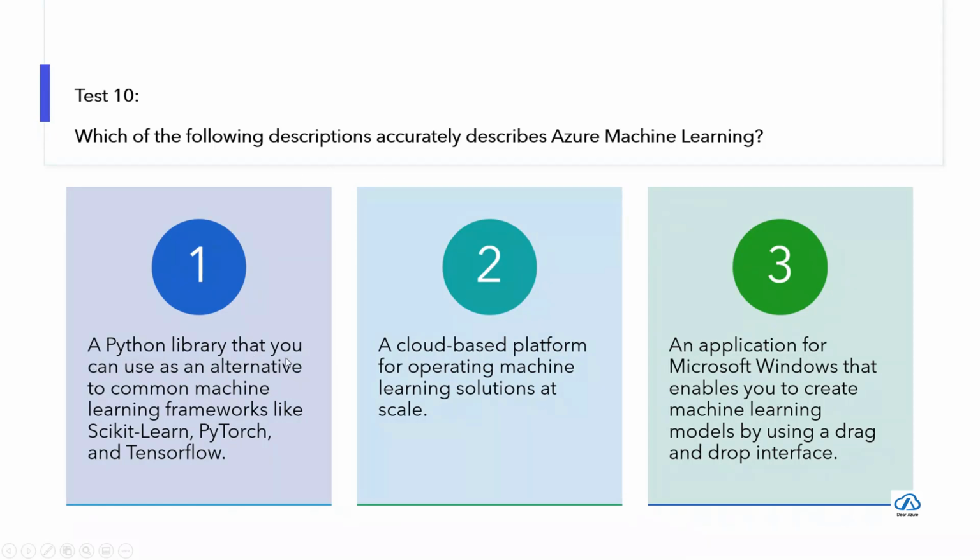One, it is a Python library that you can use as an alternative to common machine learning frameworks like scikit-learn and PyTorch. Two, it is a cloud-based platform for operating machine learning solutions at scale. Or three, an application for Microsoft Windows that enables you to create ML models by using drag and drop. So which one is Azure Machine Learning? Which specific statement describes it the most? Anyone can answer? One, two, or three?